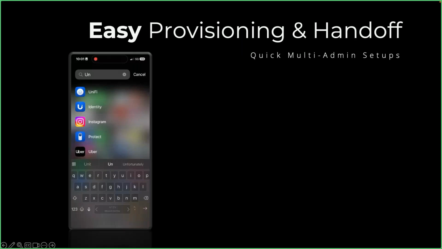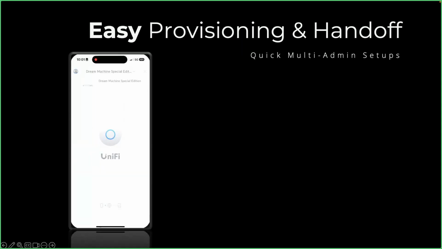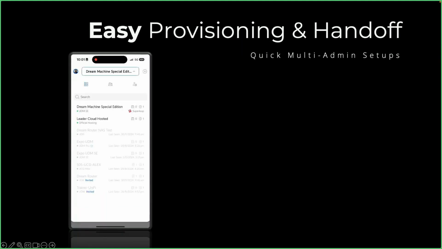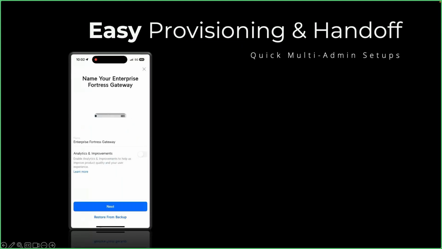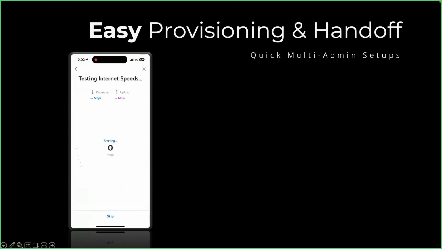The easiest way and the most common way that we see this done is typically through the UniFi app. This is something you can download on Android or on iPhone, and basically, the initial setup is done through Bluetooth. So you discover the access point, you discover the controller or the cloud gateway, and you simply add it in. In this instance, I've got an Enterprise Fortress Gateway that I'm going to be setting up.